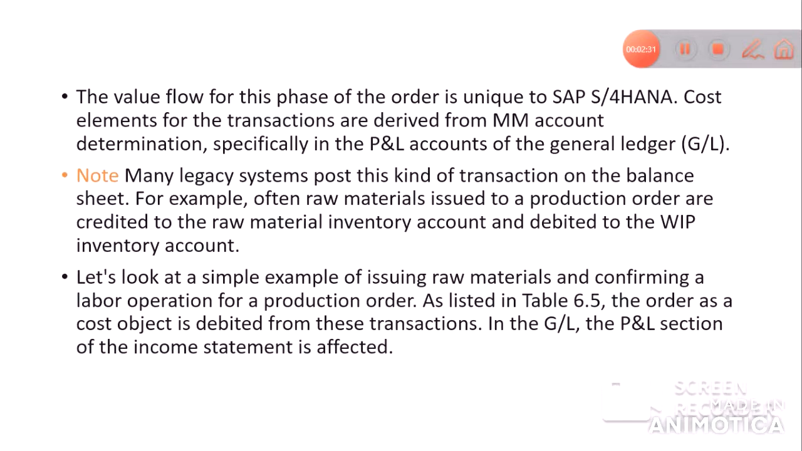Many legacy systems post this kind of transaction on the balance sheet. For example, often raw materials issued to a production order are credited to the raw material inventory account and debited to the work in process inventory account. So let us look at a simple example of issuing raw materials and confirming a labor operation for a production order.